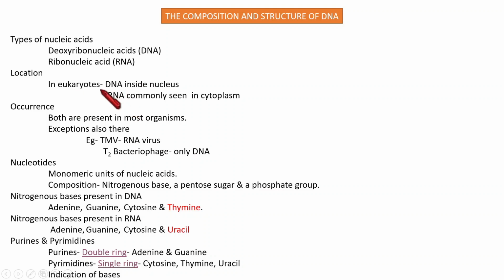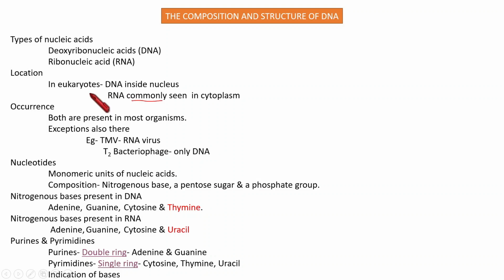But in the case of eukaryotes, taking the case of RNA, it is commonly, and that word we need to notice, commonly seen in the cytoplasm. That means that in some situations, some types of RNA we can locate inside the nucleus also. So commonly RNA is seen in the cytoplasm in the case of eukaryotes only.